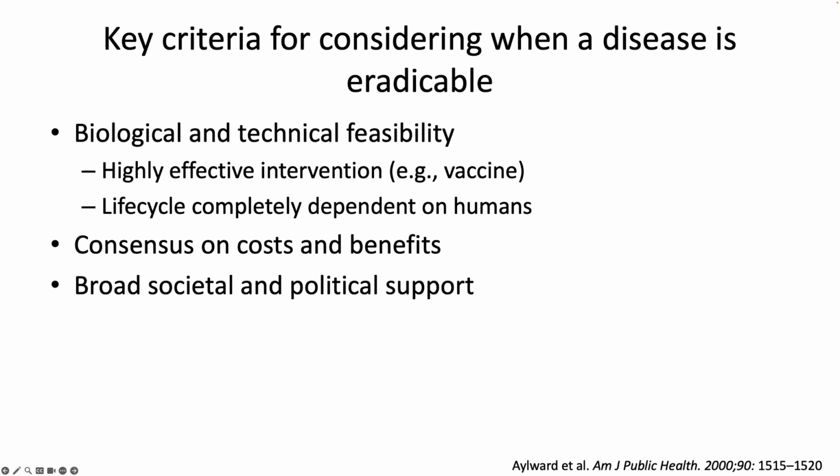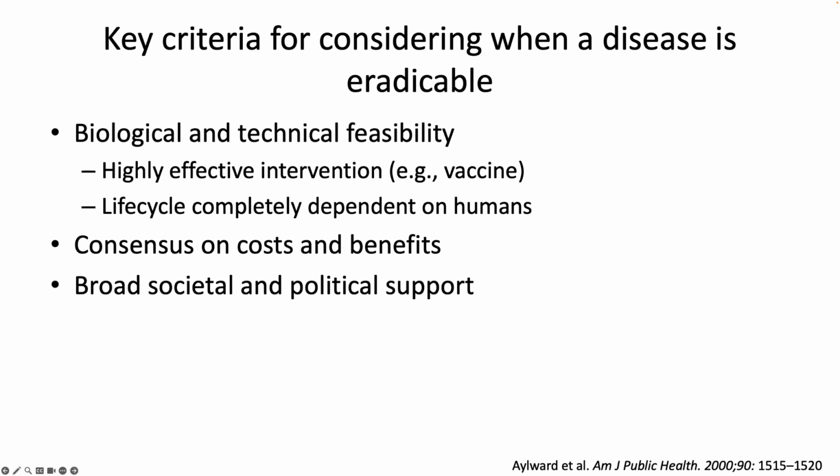So we're focusing on eradication for this part of the talk, and not every disease or pathogen is eradicable. And as you saw in the Alward paper in this week's readings, there are some specific criteria that have been put forth to help determine when a disease or pathogen could be potentially eradicable. And these key criteria include biological and technical feasibility. There has to be some kind of strategy or intervention that can be implemented that can reduce the incidence of infection. And related to that is the life cycle of the pathogen.